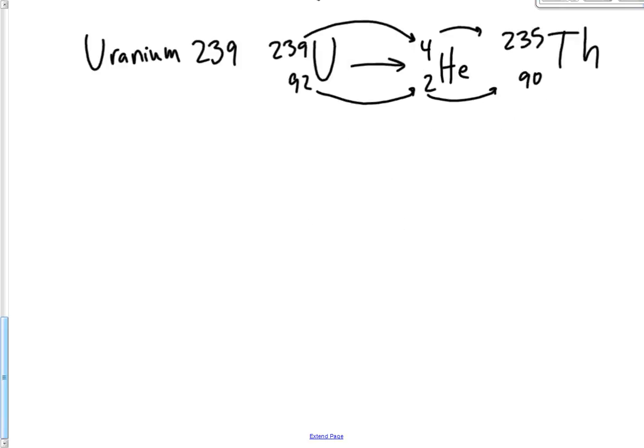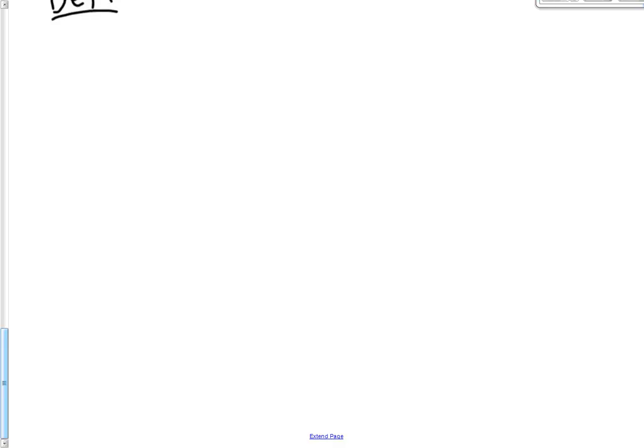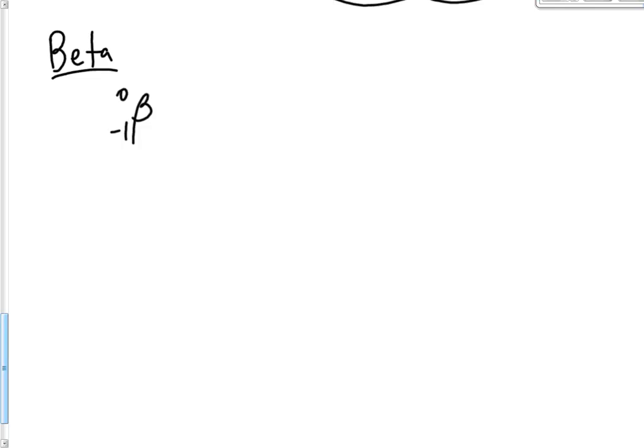Okay, let's go over beta decay, beta particles. All right, beta particles are a little bit stronger. They are symbolized with a beta symbol, which looks like a B with an extended stem on the left, and a 0 on top and a -1. Or it can be drawn like that. Essentially, it's an electron that's being shot out there.